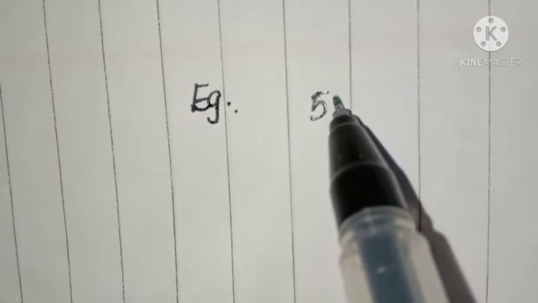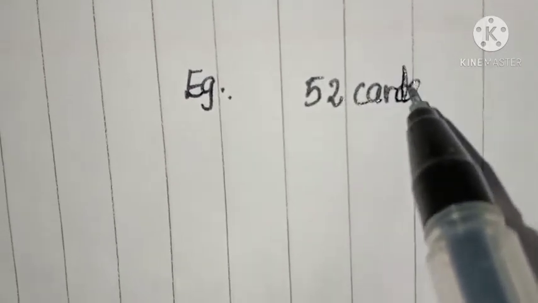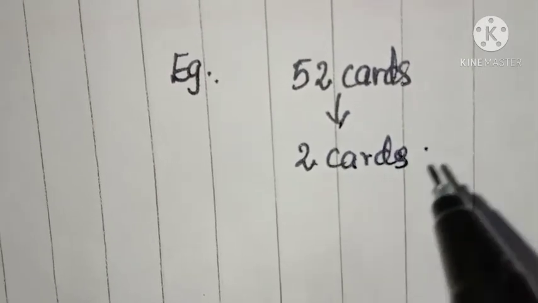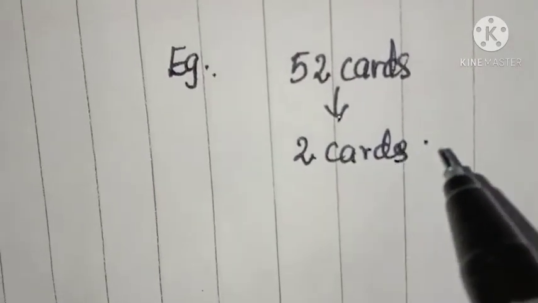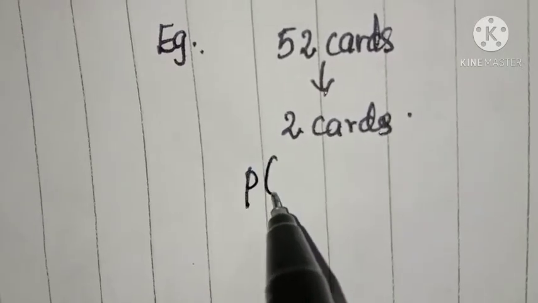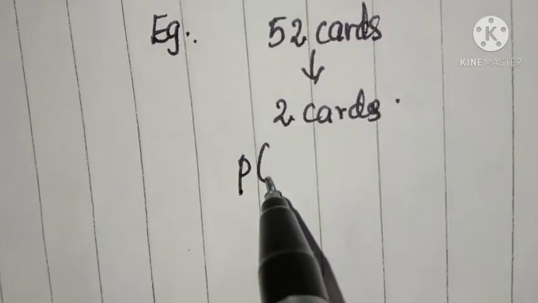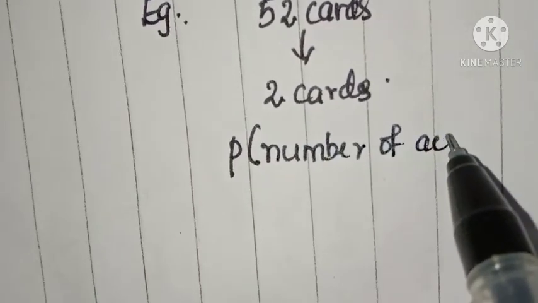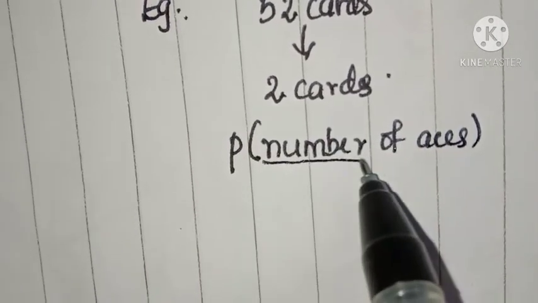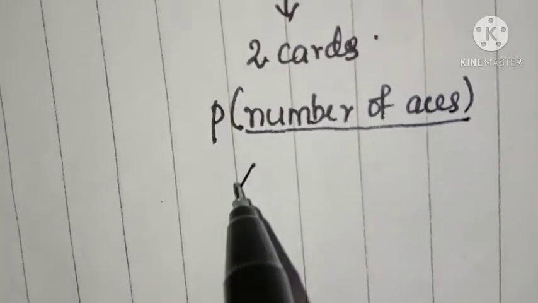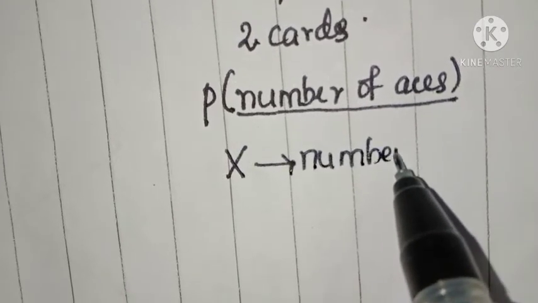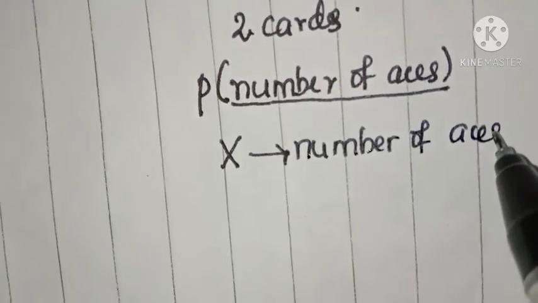Let's see another question. From a pack of 52 playing cards, we have to select 2 cards successively with replacement. So our question is, what is the probability distribution of the number of aces? Number of ace cards. We can define this number of ace cards as our random variable X. So let X be the number of ace cards, or number of aces.